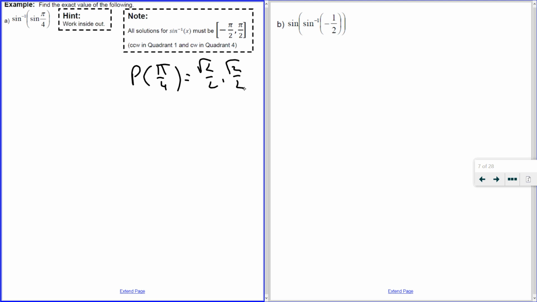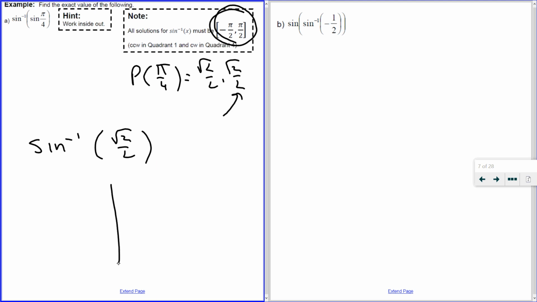So remember that we're restricting our domain to be from negative pi over 2 to pi over 2. Keep that in mind as we're doing this. Now, pi over 4 falls within that range, and I know that sine of pi over 4 is right there, root 2 over 2. So this is really saying that I'm going to do sine inverse of root 2 over 2. Remember, sine inverse is going backwards. I'm giving you the ratio, and you're going backwards to find the angle within the restriction of negative pi over 2 to pi over 2.